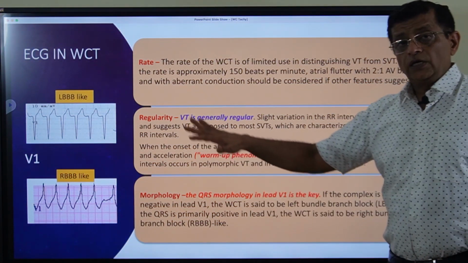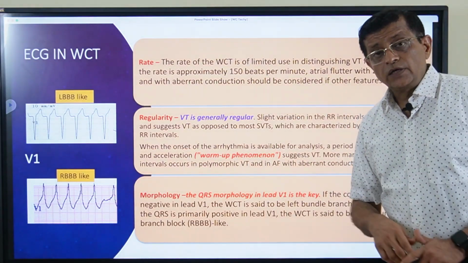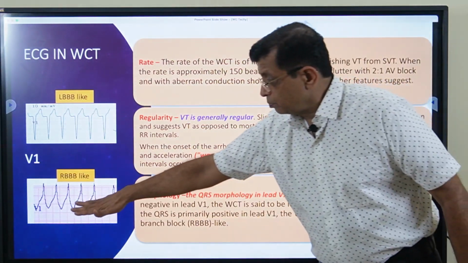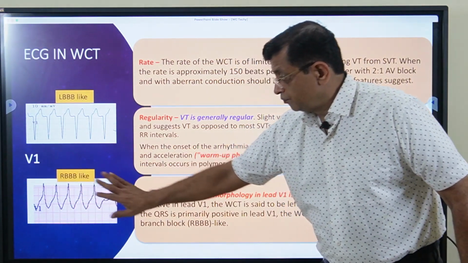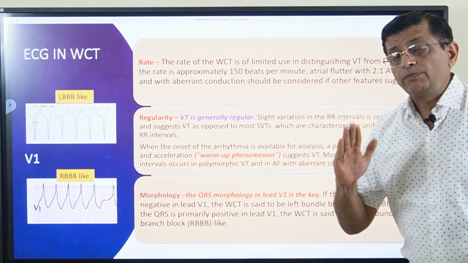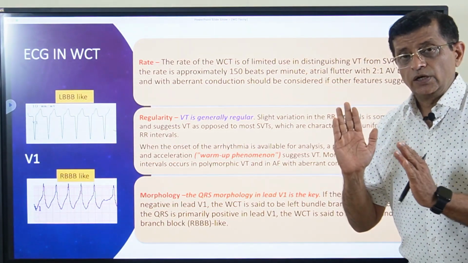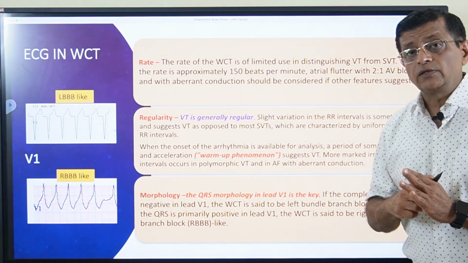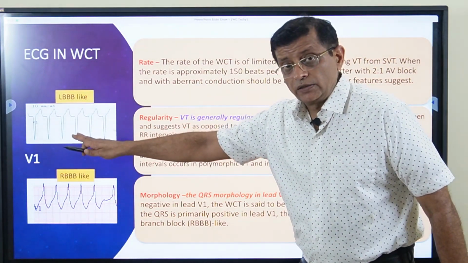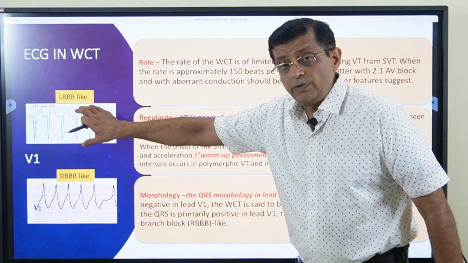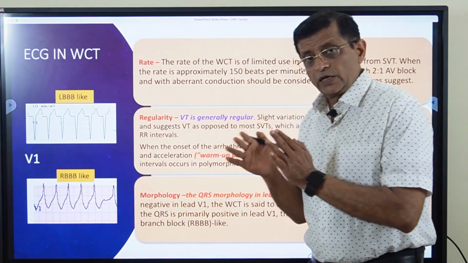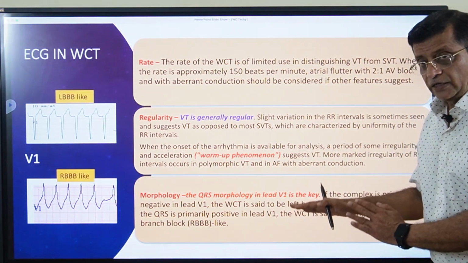Now, once you have seen a wide complex tachycardia, the key is to see lead V1. In lead V1, if you see a strong positive complex like this one, it is called RBBB like pattern. It is not RBBB, but it is RBBB like pattern, right? Just remember this, because this is going to help us in the algorithms later. While if there is predominantly QS pattern in lead V1, then this looks like LBBB, so this is called LBBB pattern, right? So first we saw the rate, which is not very helpful, then the rhythm and the pattern.